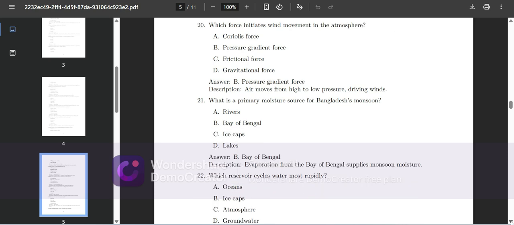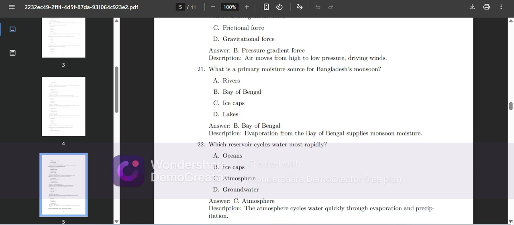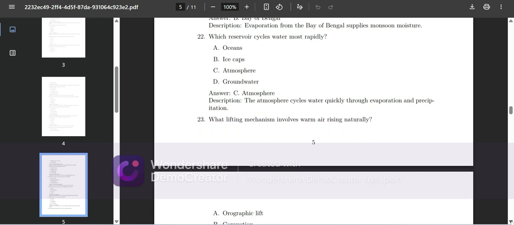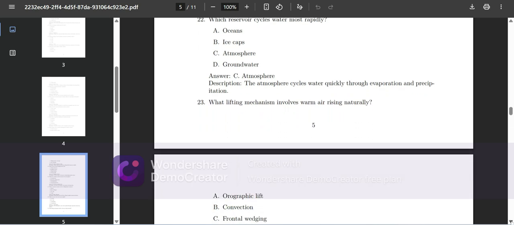What is the primary moisture source for Bangladesh's monsoon? Bay of Bengal. Evaporation from the Bay of Bengal supplies monsoon moisture. Which reservoir cycles water most rapidly? Atmosphere. The atmosphere cycles water quickly through evaporation and precipitation.